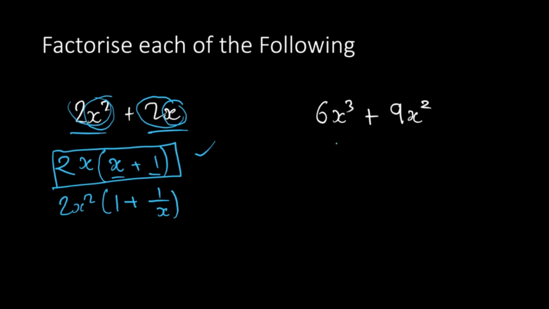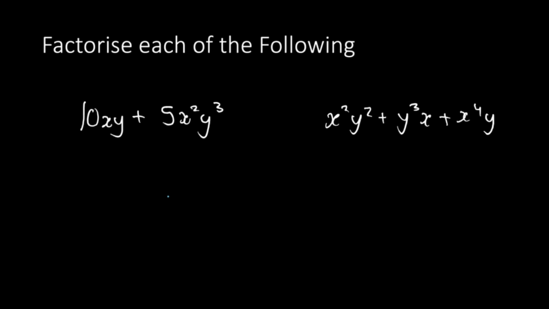Now for this one, the common factor is 3, since you can divide both of these by 3, x squared. So this is the lowest power. As you can see, this is the lowest power of the same letter for both of these terms. So you divide both of them by the smallest power, so x squared. Then you divide each by 3x squared and see what you get. This will be 2x plus 3. That's your answer factorized.